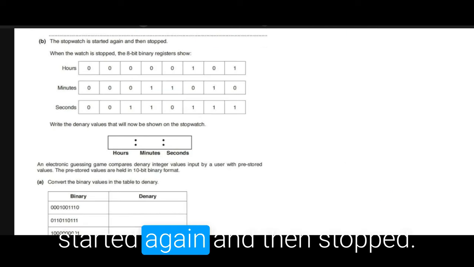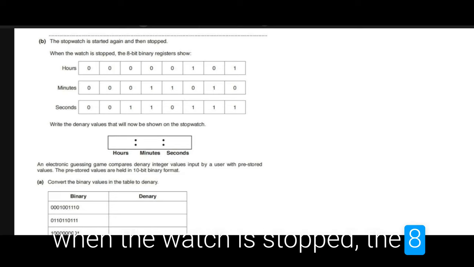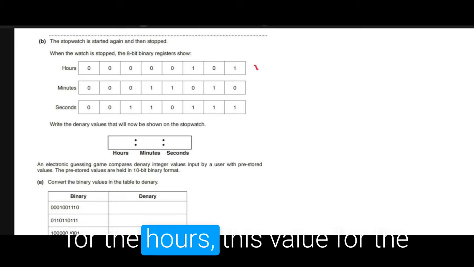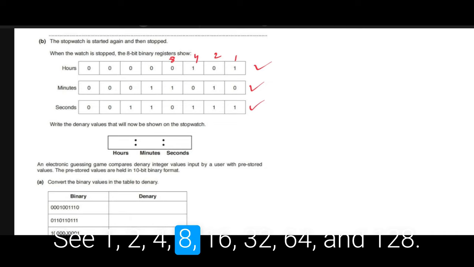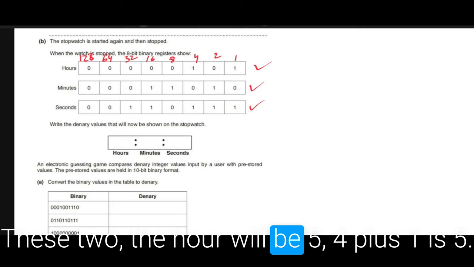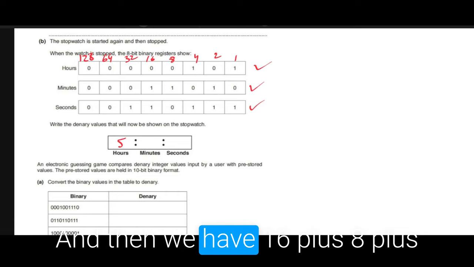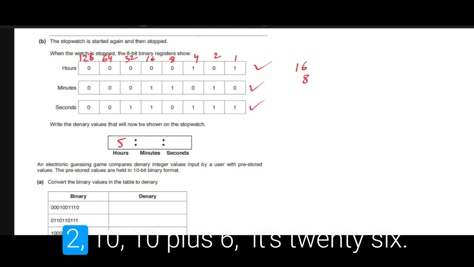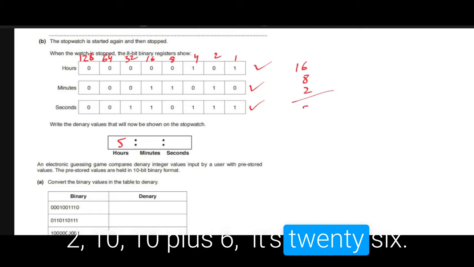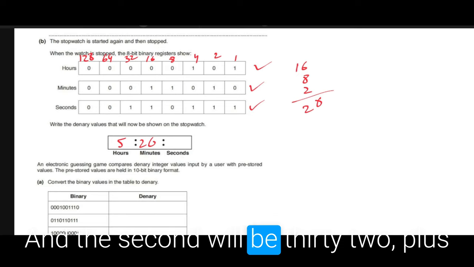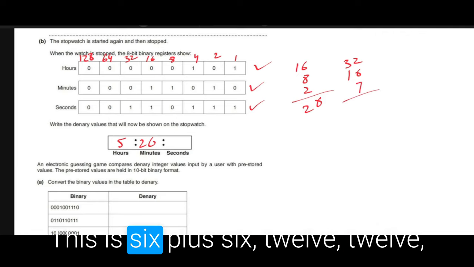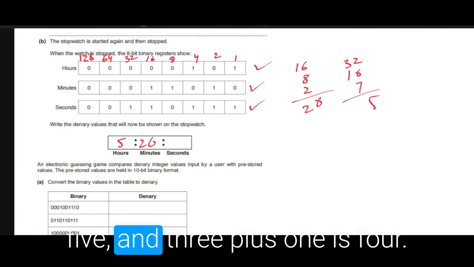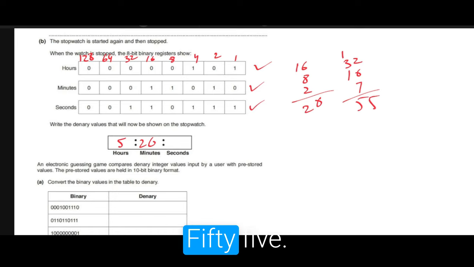Next question. Yes, it started again and then stopped. When the watch is stopped, the 8-bit binary register shows this value for hours, this value for the minute, and this value for the second. What is the value? See, 1, 2, 4, 8, 16, 32, 64, and 128. The hour will be 5, 4 plus 1 is 5. And then we have 16 plus 8 plus 2, which is 26. And the second will be 32 plus 16 plus 4 plus 2, which is 54. This will be the time.